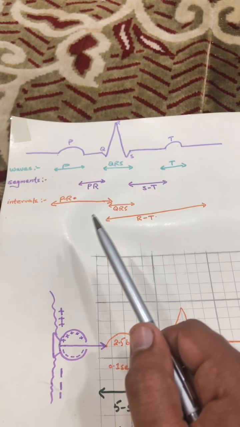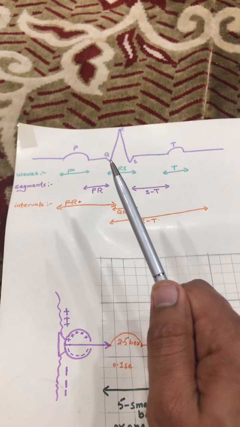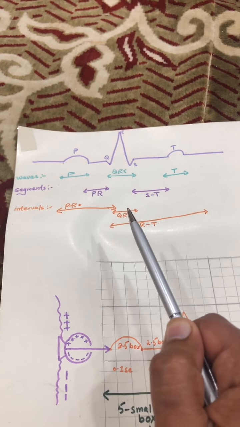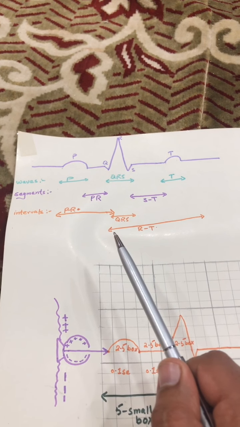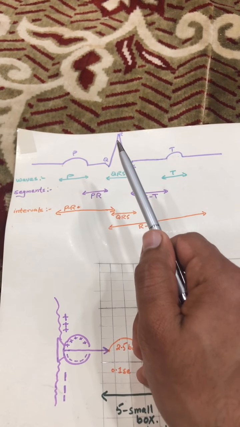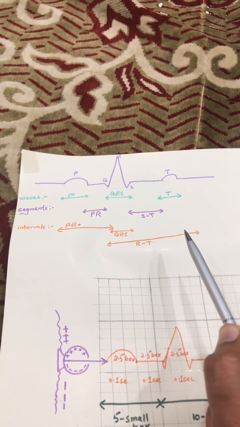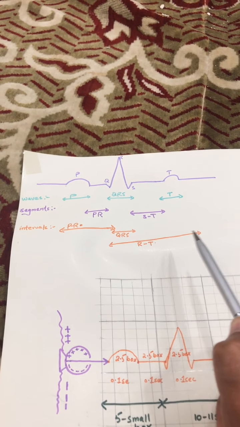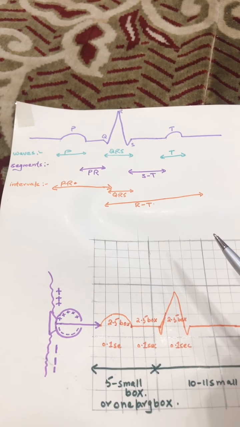Okay, the second one is QRS. See, it consists of three waveforms, QRS. This is the QRS interval. And another one is the RT interval. It is going to start from the R wave and end at the end of the T wave. It ends over here. I've made it a little bit longer, but don't mind it, okay?